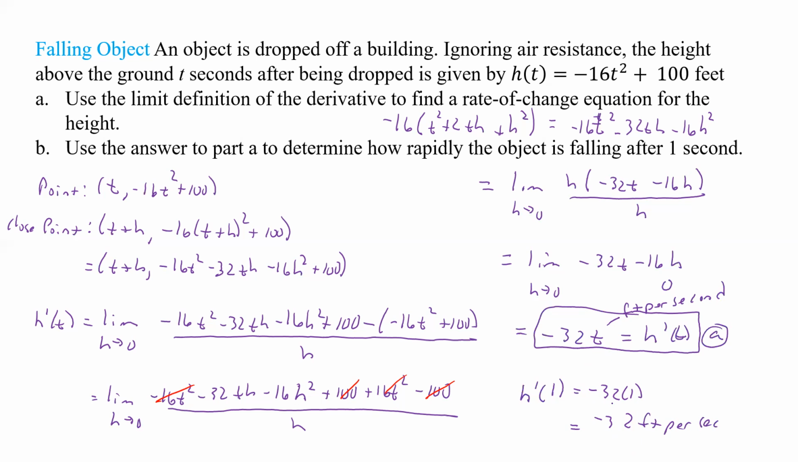And so does it say interpret? Well, no, it doesn't. But we can say after 1 second, the object is falling at a rate of 32 feet per second. Okay, so it's going down, of course, and so that's why it has a negative direction, but it's falling at 32 feet per second. So falling would be the negative part of it, at a rate of 32 feet per second. Okay.